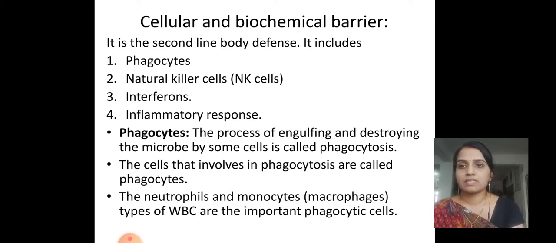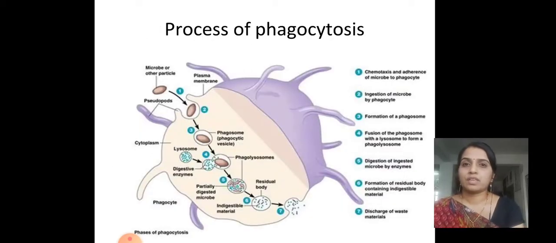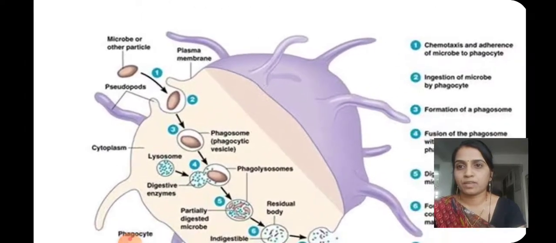The neutrophils and monocytes, that means macrophages, are types of WBC that play a very important role, and they are the important phagocytic cells. If you see the process of phagocytosis in the slide, there is a picture shown in which you will get a clear idea of the process of phagocytosis.